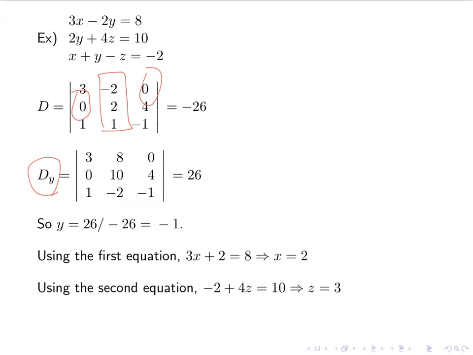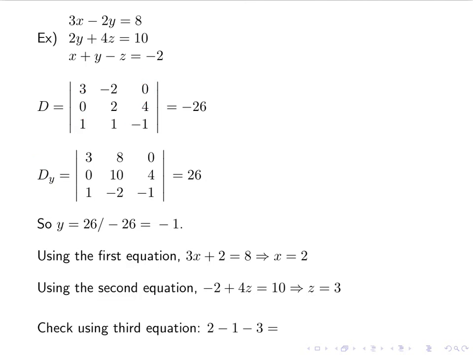I want to check that answer, so I'm going to use the equation that I did not use already. So I used the first and second, which means I'm going to check it using the third. So the third equation, if I plug in my x, y, and z, I get 2 minus 1 minus 3. That equals -2, and I know that it's supposed to be. So I check it off, I know that I'm right, and again, my answer is the point 2, -1, 3.